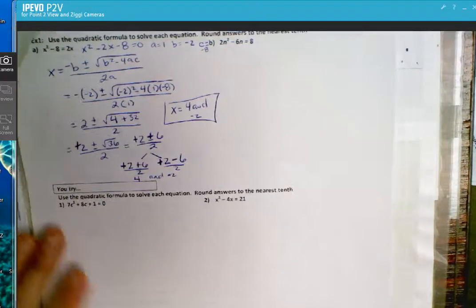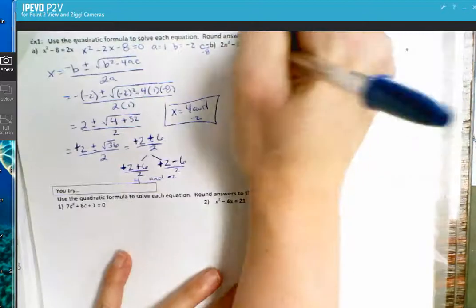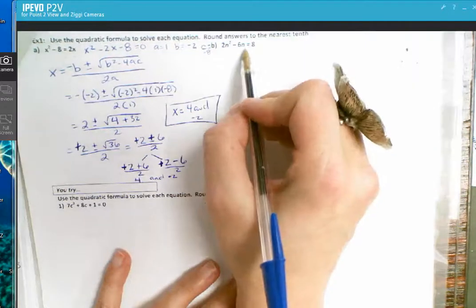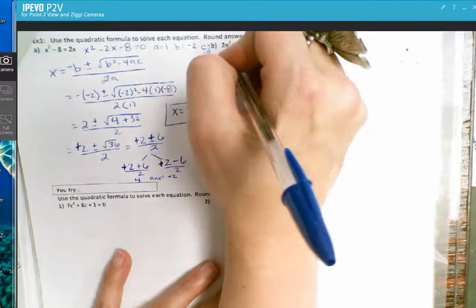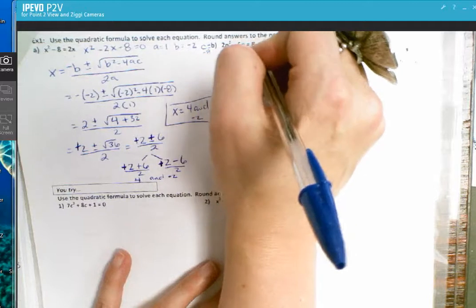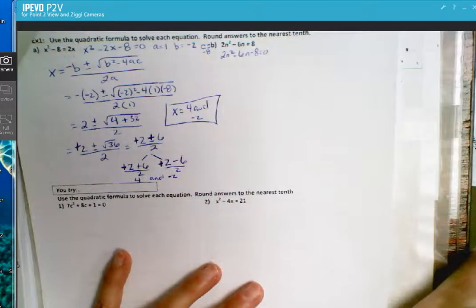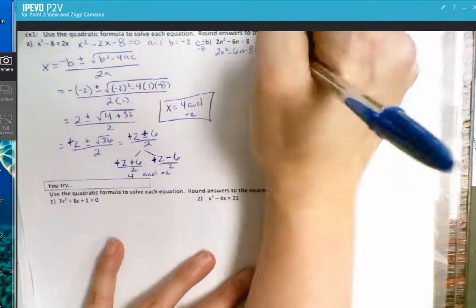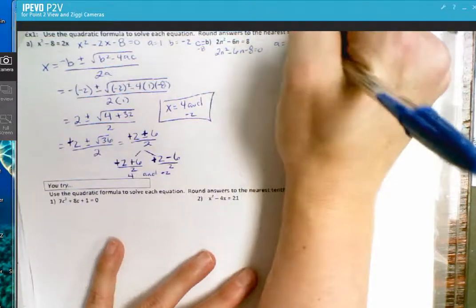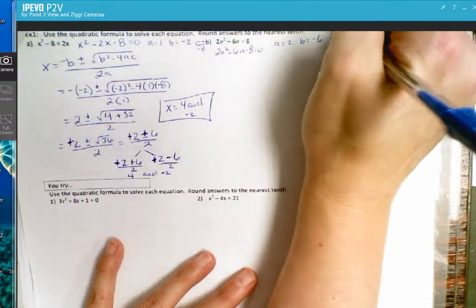All right, let's try another one. See if I can not screw up your guys' signs. So again, I got to move my 8 over. So I know I have 2n squared minus 6n minus 8 equals 0. Now I can start to solve it. A equals 2, b equals negative 6, c equals negative 8.